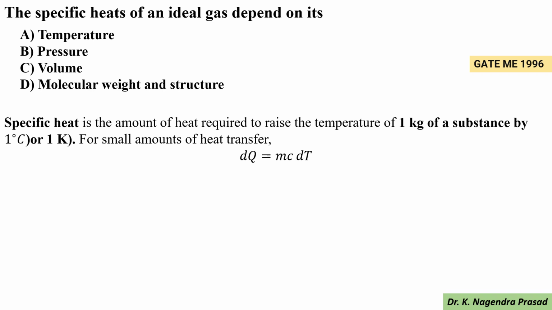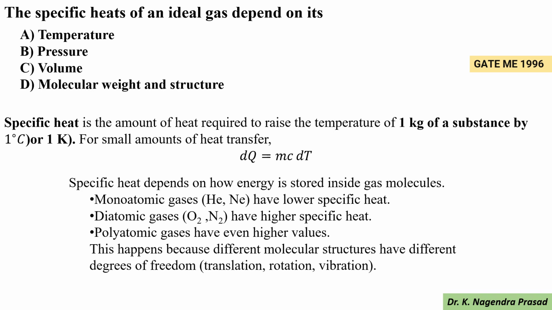So for small amounts of heat transfer, it can be written as dQ equal to m c dT. Here c is the specific heat. And specific heat depends on how energy is stored inside gas molecules. For example, monoatomic gases, which are helium and neon, have lower specific heat, and diatomic gases, oxygen and nitrogen, have higher specific heat, and moreover polyatomic gases have even higher values.